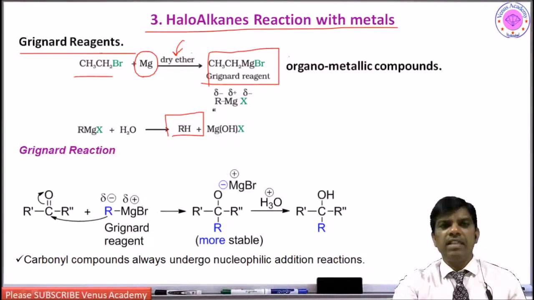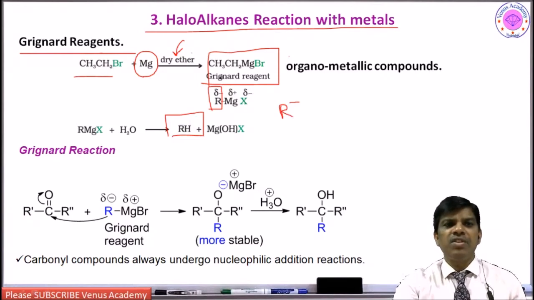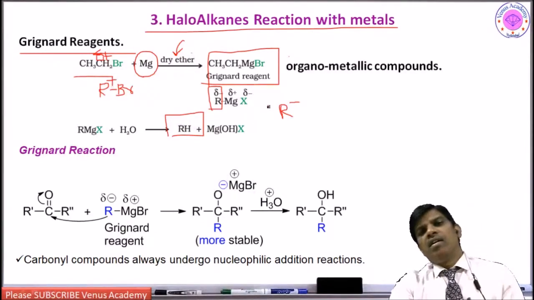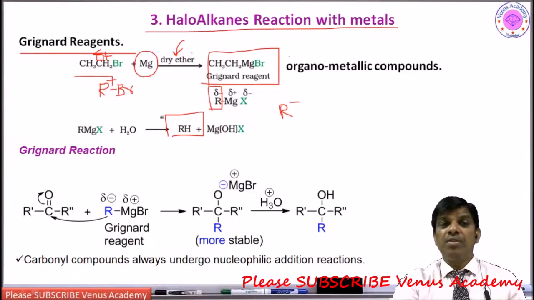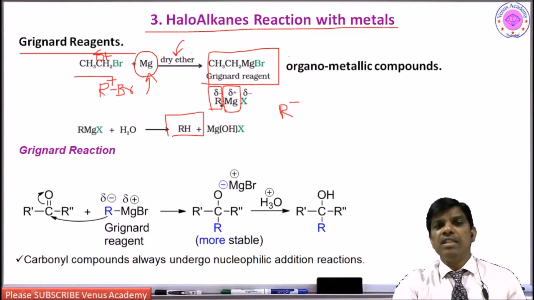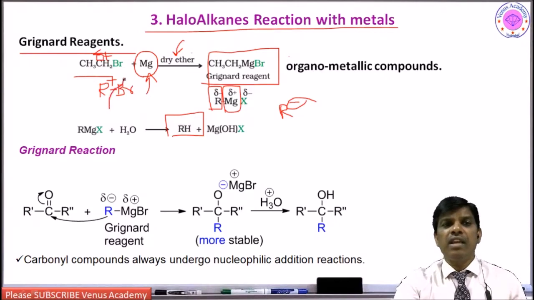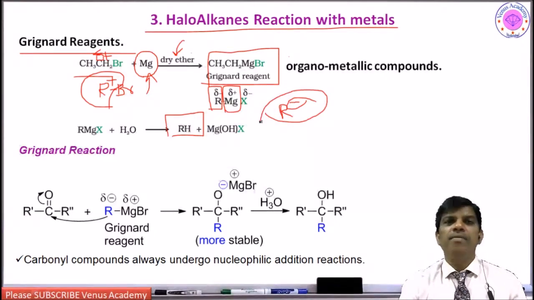What is happening? This R group is going to be negatively charged, a nucleophile. In alkyl halide, CH3CH2, the R group is positively charged. If I want to make it negative, what do I have to do? Simply treat it with magnesium to give RMgX. This magnesium is highly electropositive, and the R group is going to turn into a nucleophile. So the electrophilic carbon atom is changed to a nucleophilic carbon. This is the beauty of metal reagents.